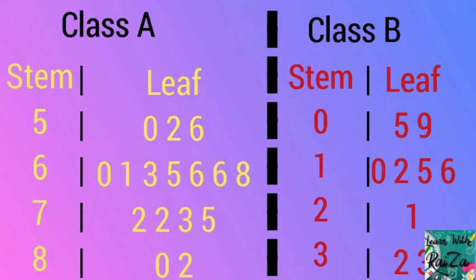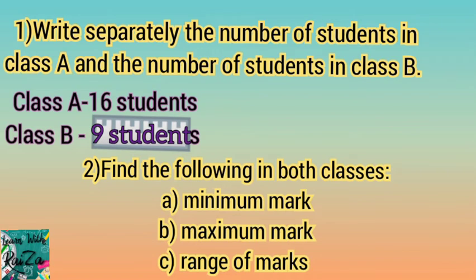Now children, listen how to read this kind of stem and leaf diagram. 5 is in the stem side, I'm talking about class A. 5 is in the stem side. In the leaf side, 0, 2, 6 are there. So you can read this as 50, 52, 56. Likewise, others also. So now let's move into the question. Write separately the number of students in class A and the number of students in class B.